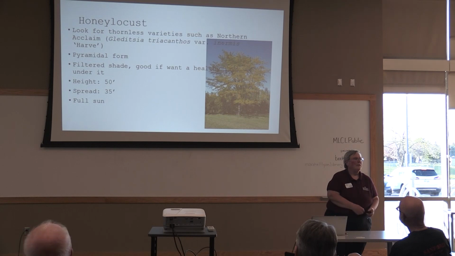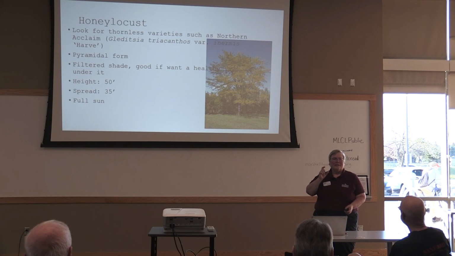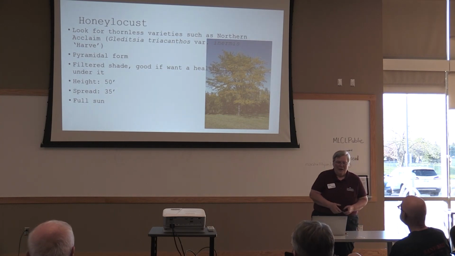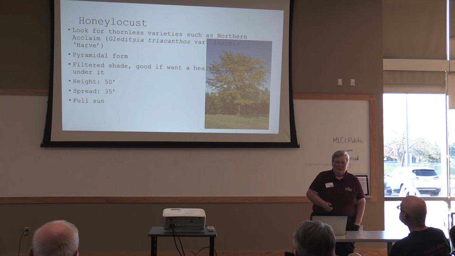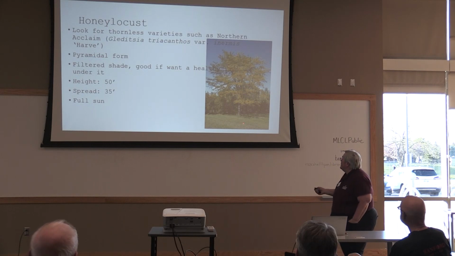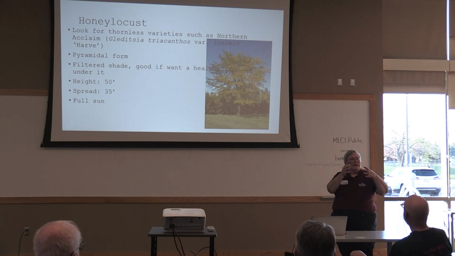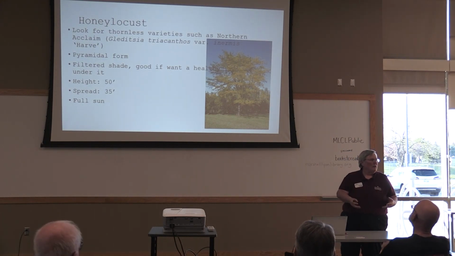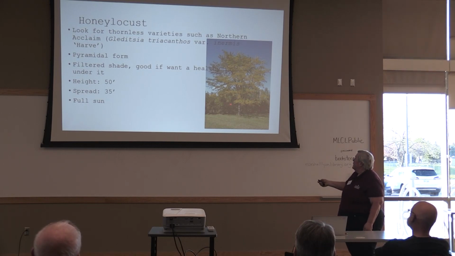Honey locust. Make sure you're getting a thornless variety because typically the native ones have very long thorns in them. The one that was recommended is Northern Acclaim, Gleditsia triacanthos variety inermis. If you find one at the nursery, I'm pretty sure it's going to be thornless. The nice thing about them is they have filtered shade. Because they have very fine leaflets, you don't get the shade blocking. So if you want the lawn underneath your tree, get something like this because the filtered shade will allow that to occur.